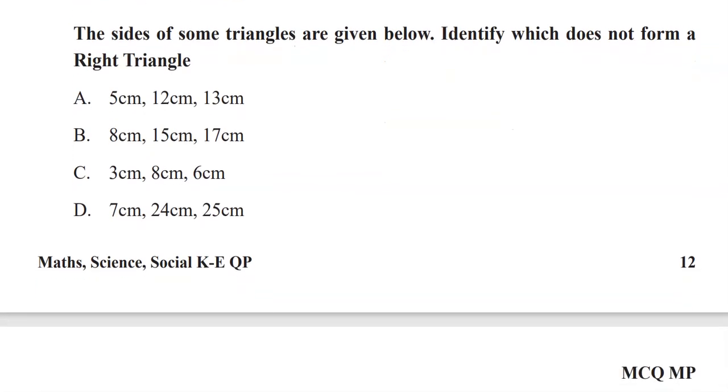Question number 30. The sides of some triangles are given below. Identify which does not form a right triangle. Here the question is which does not form a right triangle. So do remember, out of these 4 options, the question is which does not form the right triangle. Here the correct option is option C, 3 cm, 8 cm, 6 centimeters.